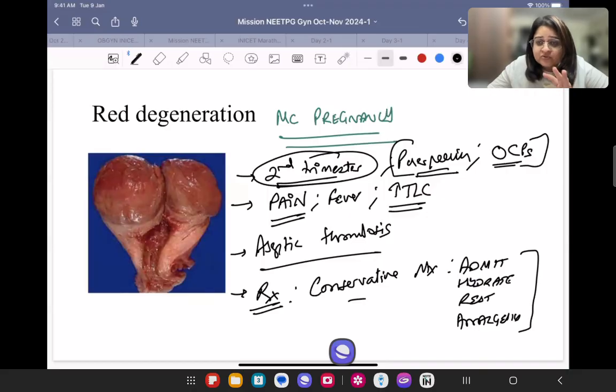Hydration has been found to reduce her symptoms. So hydration, rest, analgesia, majority of times they will settle or subside on their own. It may take a few days, but it settles down. Okay, so you don't have to do anything.